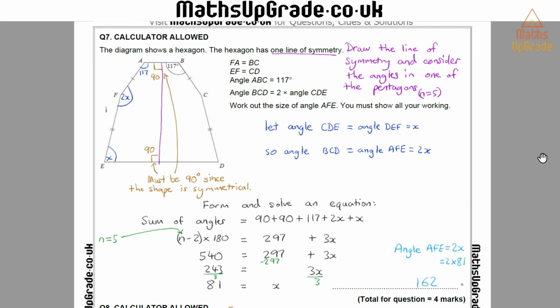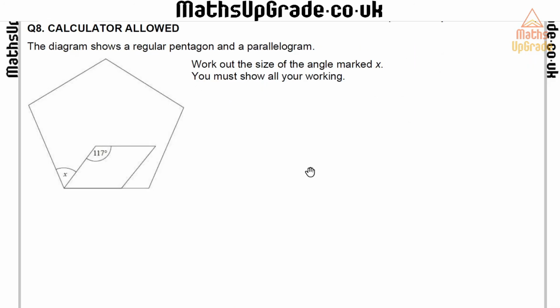Just make sure that you've shown all your working, and give your reasoning as well, and you'll get those marks. Question 8 shows me a regular pentagon, and inside it, I've got a parallelogram. So, a regular pentagon and a parallelogram, and I must find the angle x here.